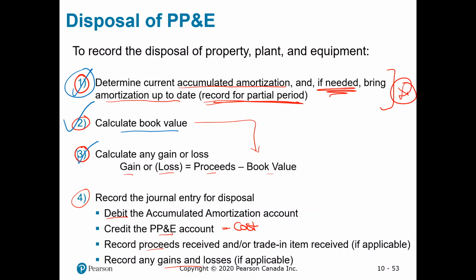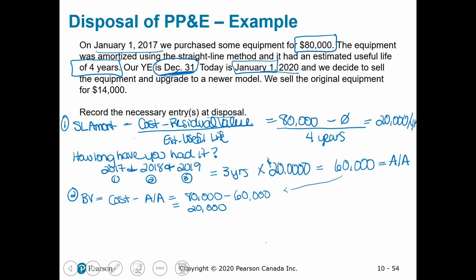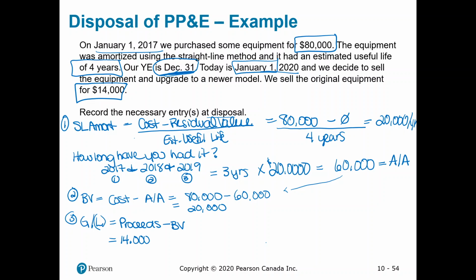Now we need to do step 3. Calculate the gain or loss. And we calculate this as proceeds minus book value. So part 3 is our gain or loss. And this is equal to your proceeds minus the book value. So our proceeds, we look up to the question, and it says we sell the original equipment for $14,000. So that is our proceeds.